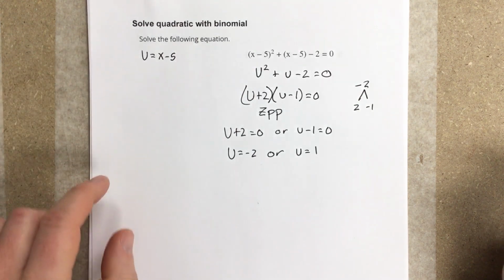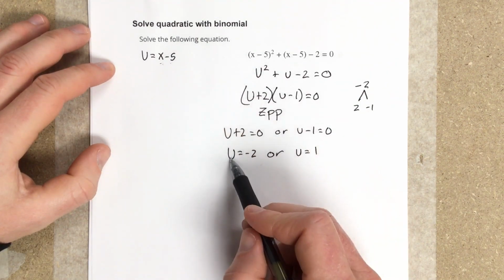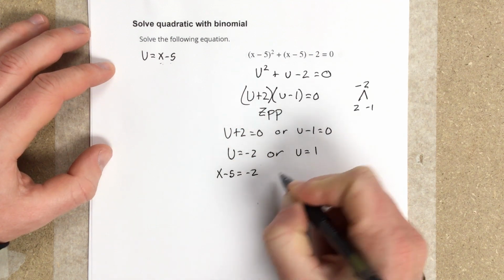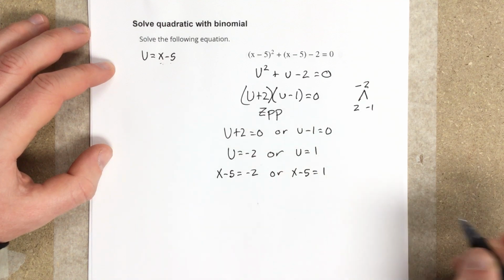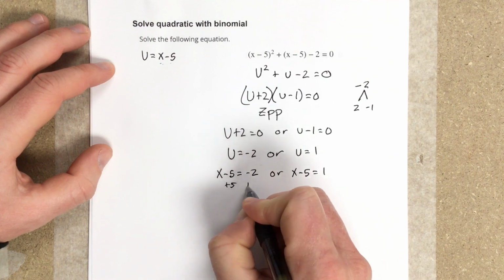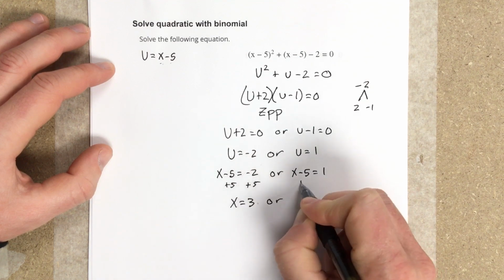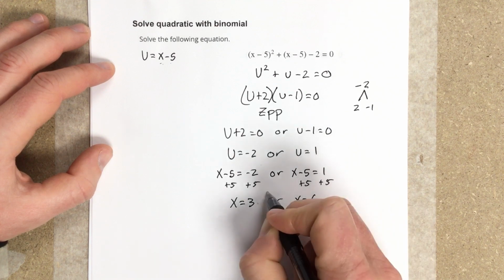So we found out what u is, but we're looking for what x is. So we take this x minus 5, we resubstitute it, so we have x minus 5 is equal to negative 2, or x minus 5 is equal to 1. Add the 5 to each side, get x is equal to 3, or add the 5 here, x is equal to 6.